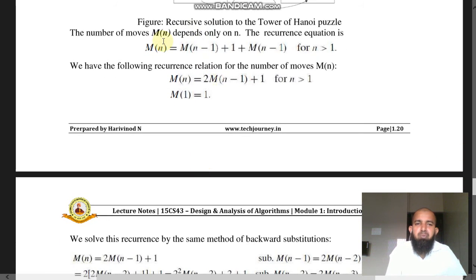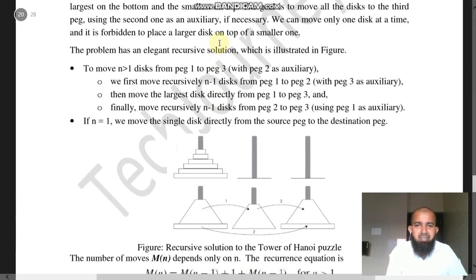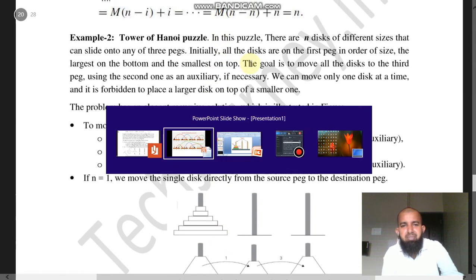Next, the number of moves M of n depends only on n. It depends upon the n value, how many moves you have to do. If n is only 1, only 1 move. If n equal to 3, there are many moves, around 7, 8 moves are there.